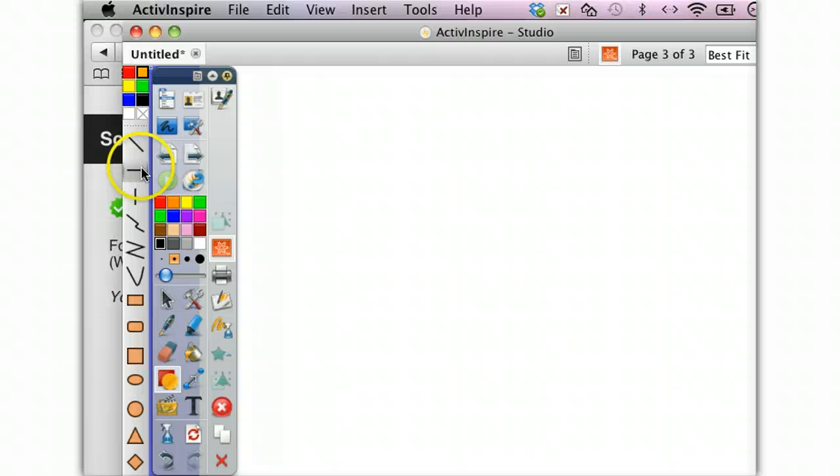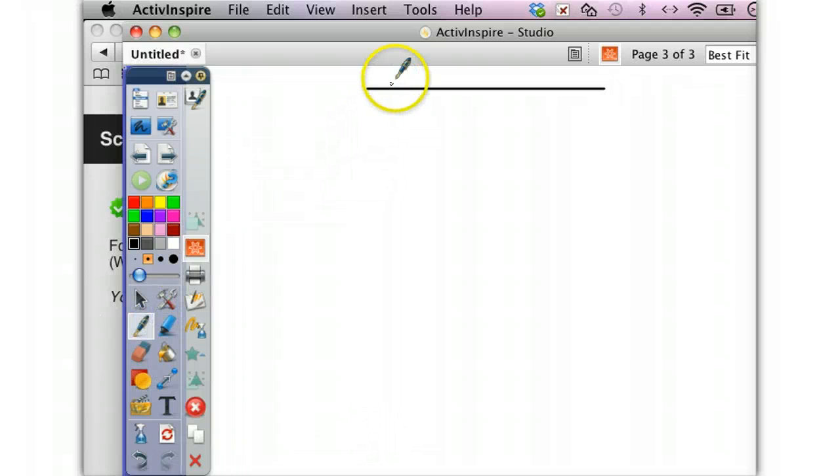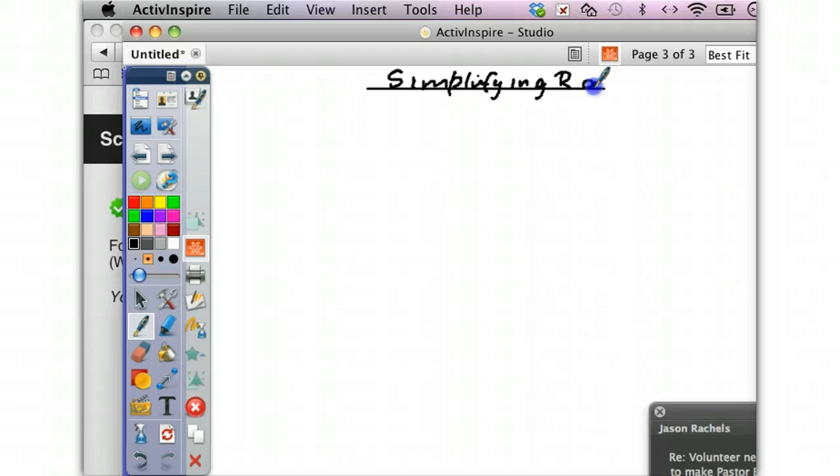This is called, in your notes now, simplifying radicals. I'm going to have somebody write on this for a while too. Maybe I'll have you do the first one. Write this down. Simplifying radicals. Write that down in your notes.